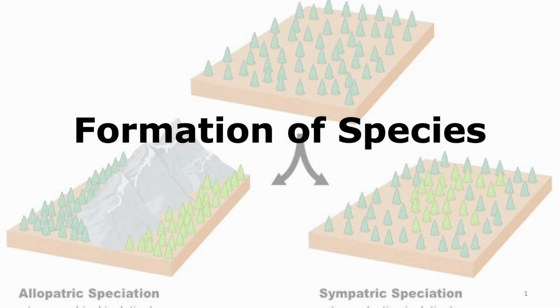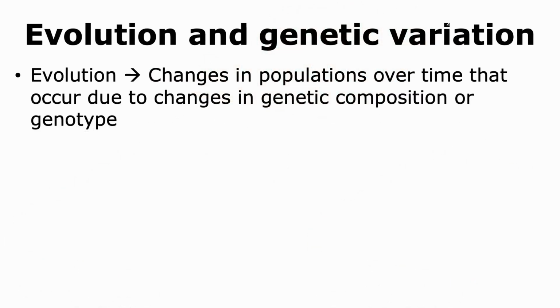In this talk, we will learn about the different mechanisms that give rise to species. The formation of species requires the population to evolve. We can define evolution as changes that occur in populations over time, and these are due to changes in the genetic composition or genotype of individuals in the population.